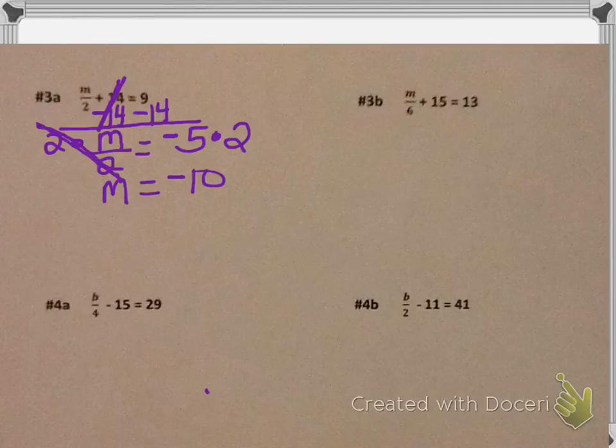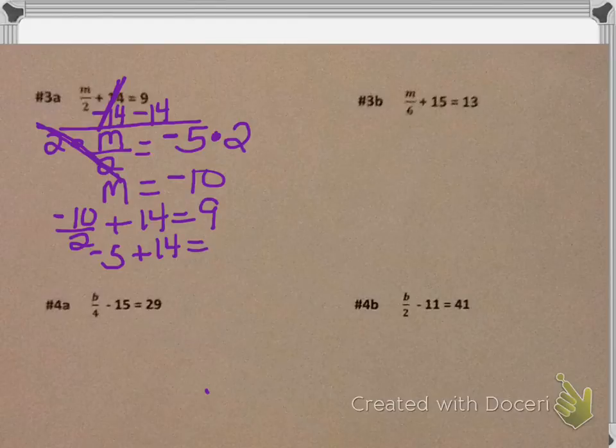So now we're going to do the check. I'm going to put negative 10 in for m in the equation. So the problem that we have is negative 10 divided by 2 plus 14 equals 9. Now we're going to use our order of operations. Division before addition. So negative 10 divided by 2 is negative 5 plus 14.